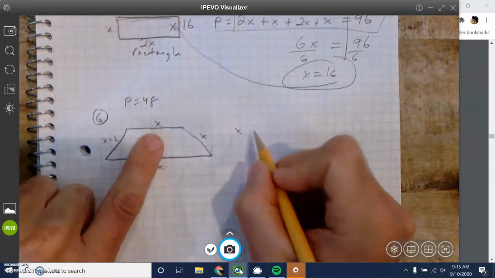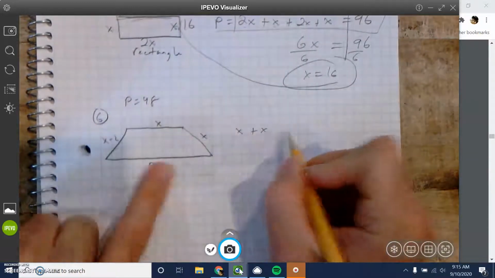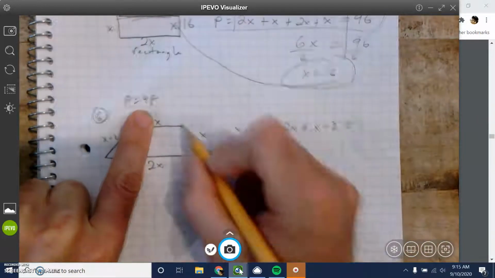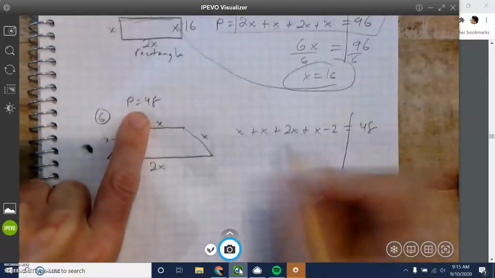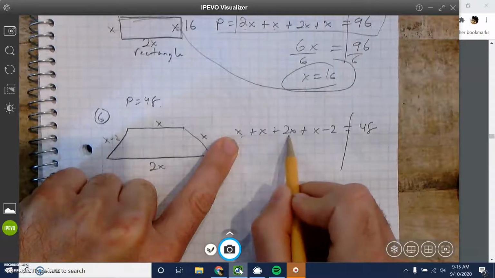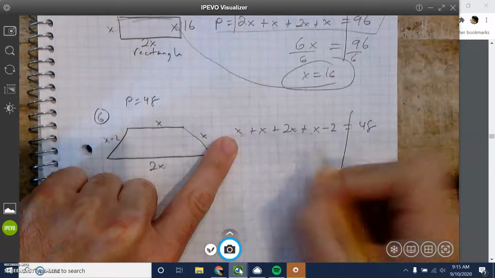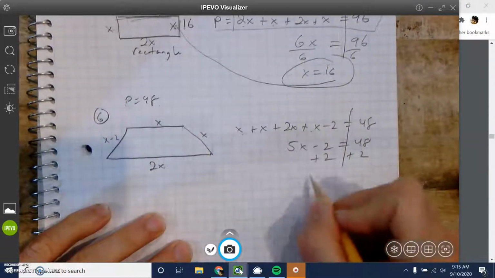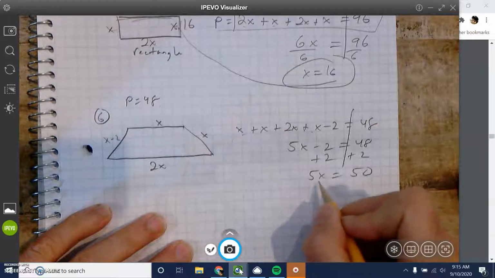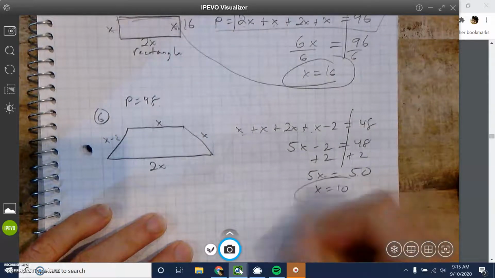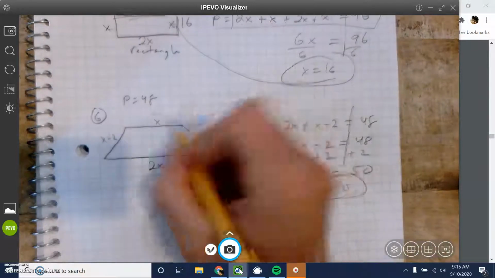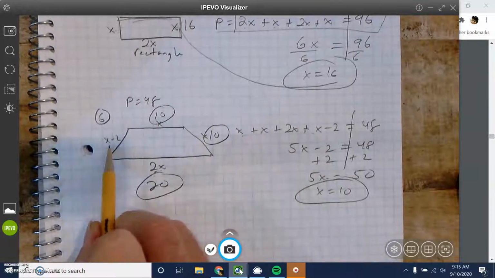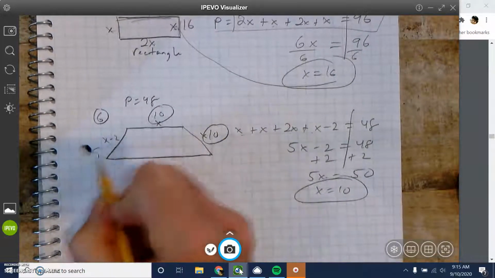All right, see what we got. So x, doesn't matter what order, remember, plus x, I always go this way, clockwise, plus 2x plus x minus 2 equals, that's all the sides added up, equals 48. x plus x is 2x, plus 2x is 4x, plus x is 5x, minus 2 equals 48. Add 2 to both sides, 5x equals 50. 5 times what is 50? That would be 10. Got it. So this side is going to be 10. This side is going to be 10. 2 times 10, this side is going to be 20. This side is going to be 10 minus 2, which is 8.